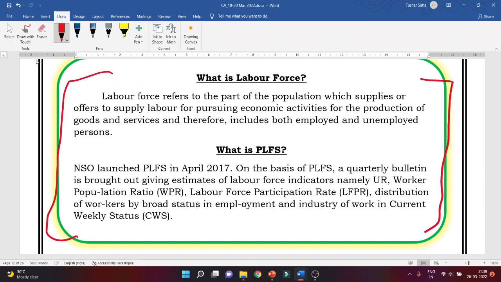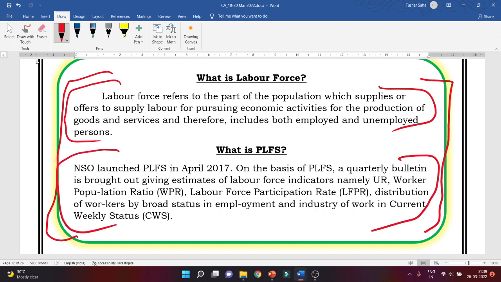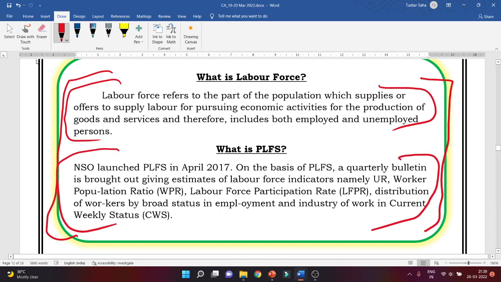What is labor force? You don't have to hunt the ESI material or Google. It's there in the current affairs material. What is PLFS? Again, you don't have to hunt Google or the ESI material. You already have it here.